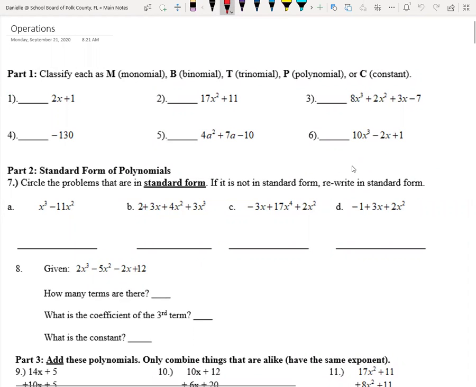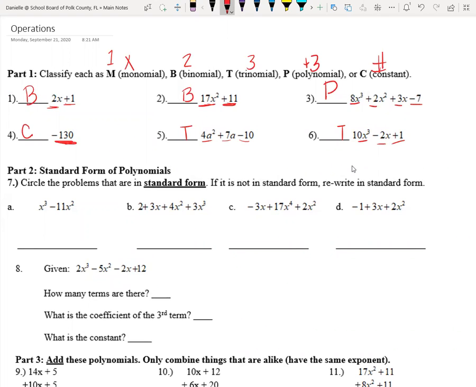For operations of polynomials and functions, we know monomial means this is going to have an x and it's only one term. Bi means 2, tri means 3, poly means more than 3, and constant is just our number. So we can easily identify these. There's 1, 2 terms, which means binomial. 1, 2 terms, binomial. 1, 2, 3, 4. There's more than 3. That means it's a polynomial. Just my number means it's a constant. 1, 2, 3, trinomial. 1, 2, 3, trinomial.